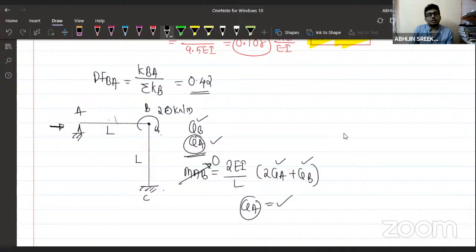Got the point? What I'm trying to say here is, sometimes, instead of asking theta B, they will be asking you theta A. If you want to calculate theta A, you can follow the same procedure. You will be using the concept of moment distribution, you will be using the concept of slope deflection. Get the point? Exactly, Krishna. Very good. So this is also possible.